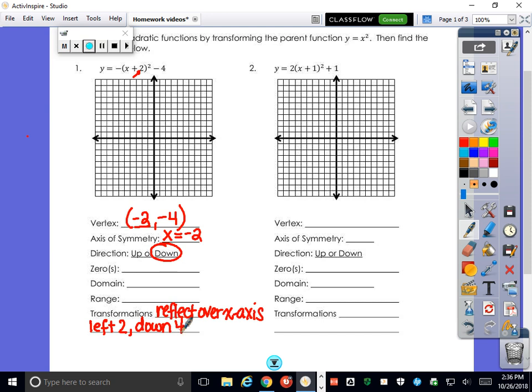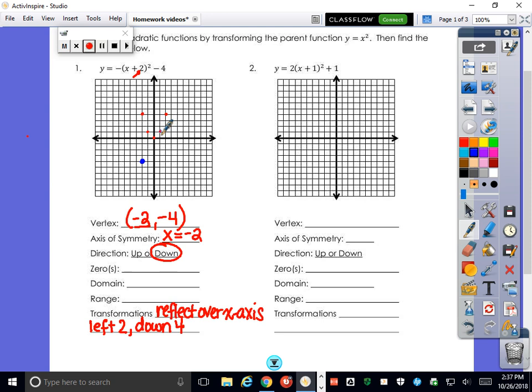Okay? Now, I am going to transform this using the parent function. So this is mom. Those are the points for mom. And now I'm going to take our transformations and I'm going to transform each of those points to figure out what this new graph looks like. So we're going to take this 0, 0 that mom's at, and we're going to reflect it, which stays at 0, 0. Then we are going to go left 2, and we're going to go down 4. So that's going to make that point right there.